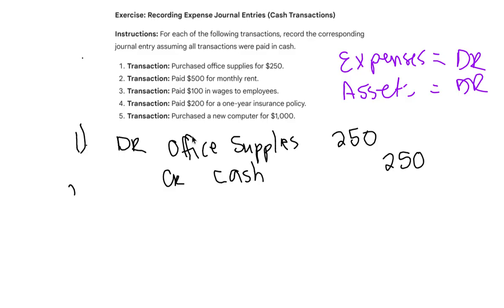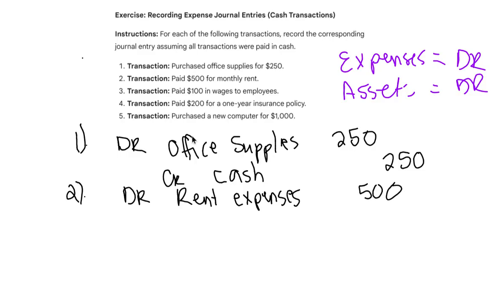Number 2, paid $500 for monthly rent. Rent is an expense, you have to pay it every month, so we are going to debit rent. This is our rent expense of $500. We paid this rent with cash again, so we will credit our cash because money is out of our bank, we have less cash, we are down $500 again.